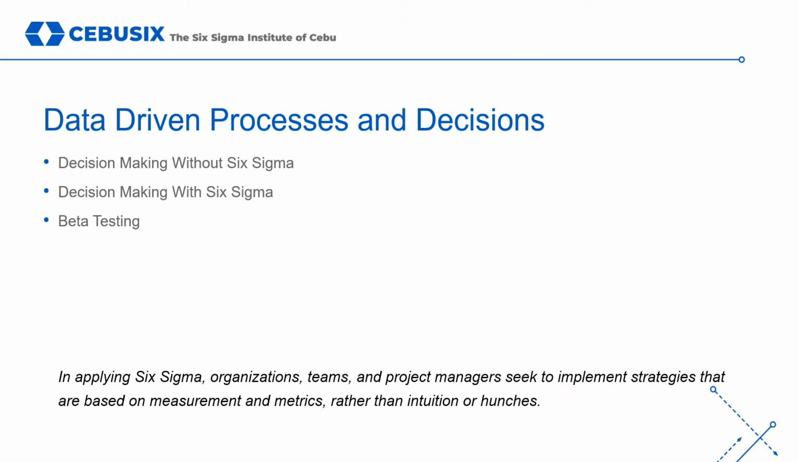In applying Six Sigma, organizations, teams, and project managers seek to implement strategies that are based on measurements and metrics rather than intuition or hunches. We refer to this as data-driven processes and decisions. In this section, we will be discussing the differences between decisions that are made using Six Sigma and decisions that are made without it. We will also briefly discuss beta testing and why it is important to always test a decision on a limited basis before integrating it into our organization's standard operating procedures, or SOPs.